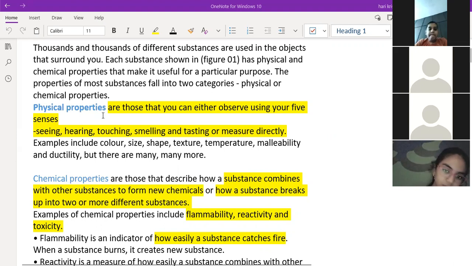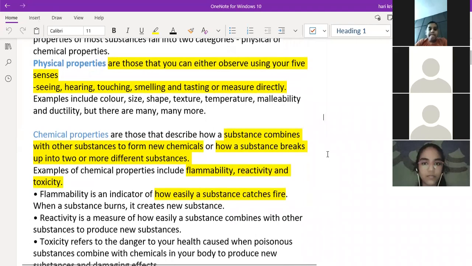So whatever changes happen in color, size, shape, texture, temperature, malleability, and ductility are physical properties. Clear now up to this? Any doubts? Again, we'll study the complete definition of physical change and chemical change. Don't worry about that. But any doubts in the physical properties now? No, sir. Everyone can hear my voice properly, right?